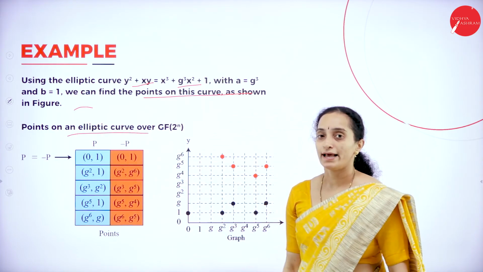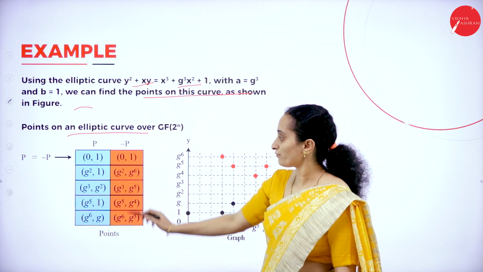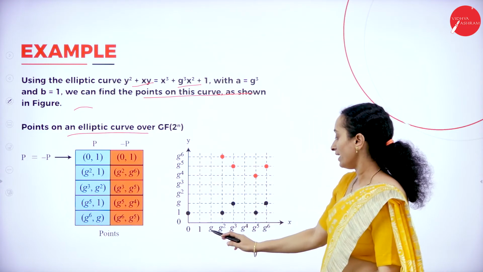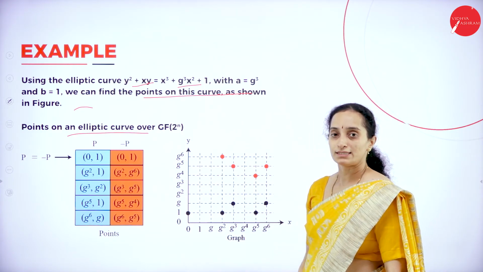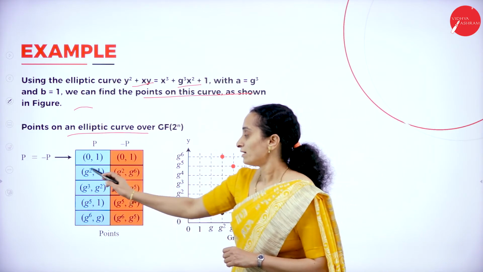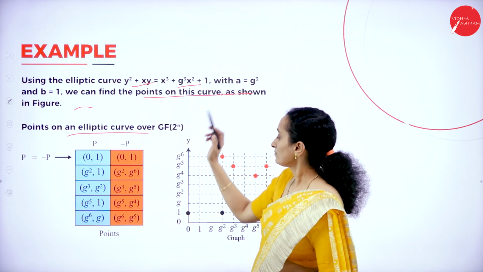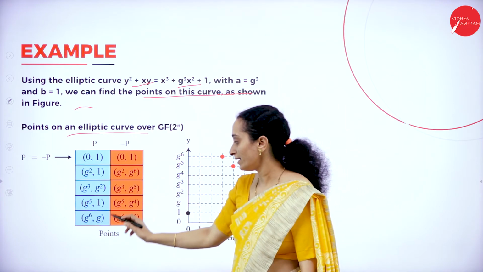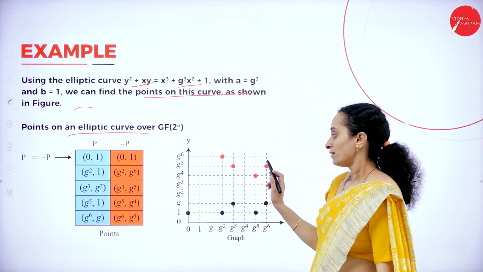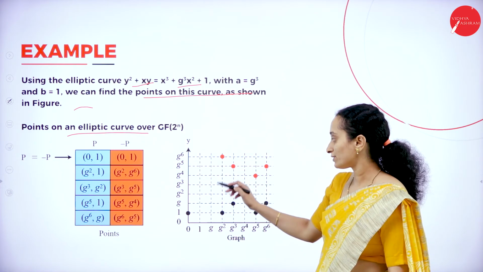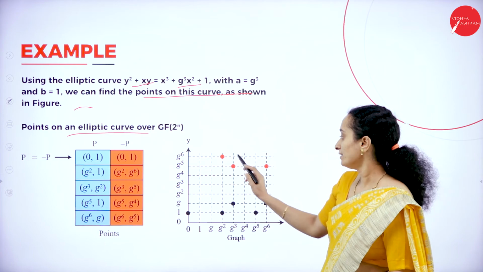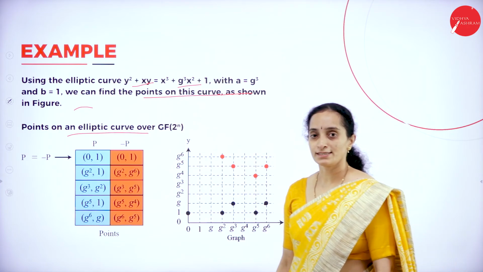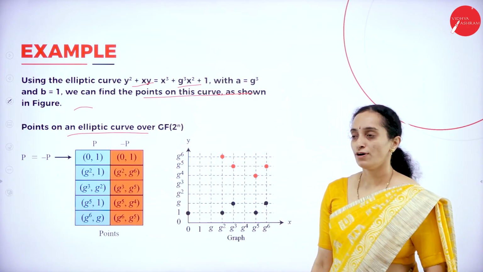Points on the elliptic curve over 2 to the power of n include 0, 1, and minus p. So we take g, g2, g3 up to g6, the set of 2 to the power of n. If it is g2 comma 1, we have g2 comma g6, the inverse of it will be calculated. We have the set of values, and the additive inverse of the values will be calculated here. 0, 0 we take. This is the graph we get with the set of values.